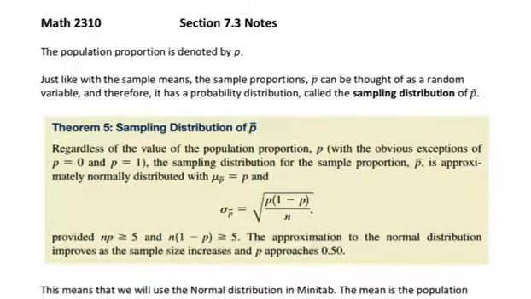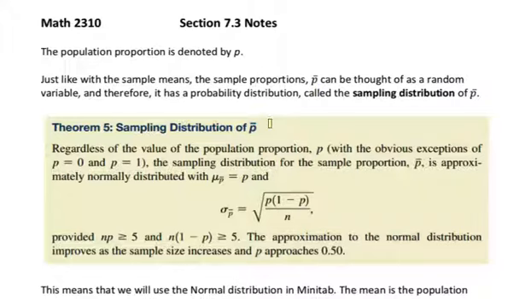In this video for section 7.3, we're going to talk about sampling distributions for proportions. The population proportion is denoted with the letter P. P stands for proportion. And just like with sample means, we have the sample proportions, P bar, that come up if we take different samples, we get slightly different values for P bar. And so it has a probability distribution called the sampling distribution.